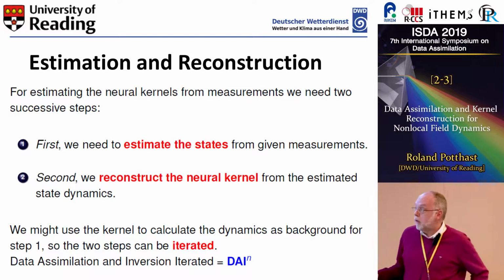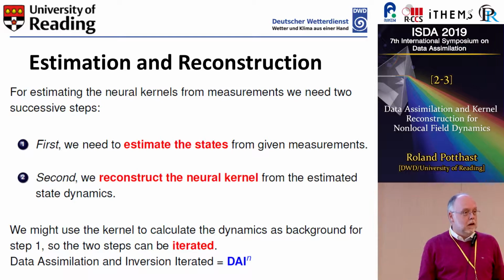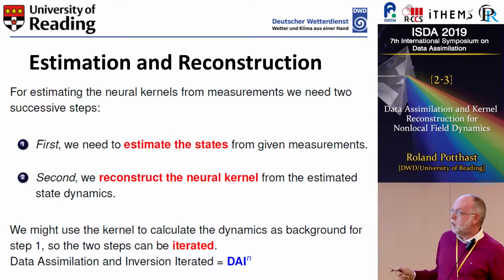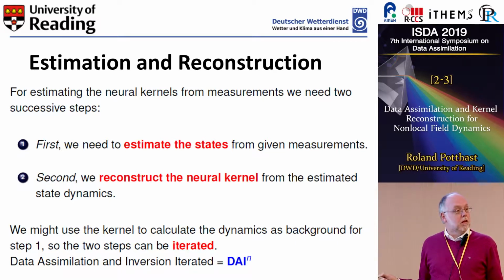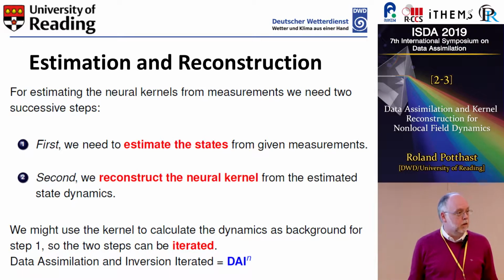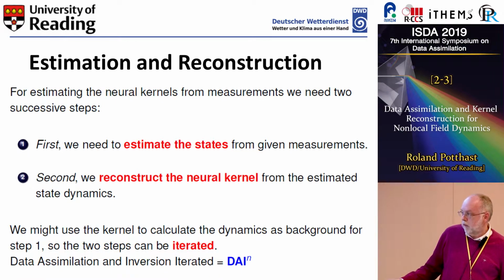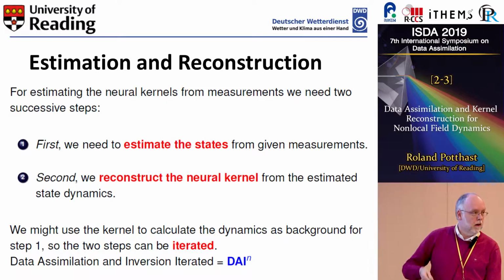And of course, if you do this, if you have no knowledge of anything at the beginning, it's very tough to get a very good estimate of the states. So an idea coming from these two steps immediately would be, why can't you just estimate the states and get your estimate for your kernels, and then go back to the first part and estimate the states again, now with the kernel you reconstructed, and then you iterate the whole thing and see what will happen over time. So I use this data assimilation and inversion here because you just iterate it.